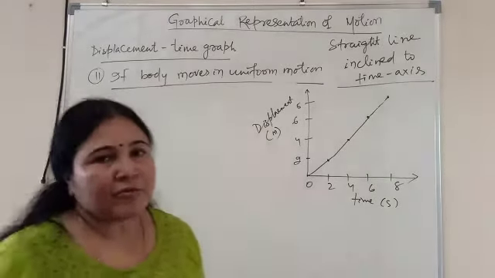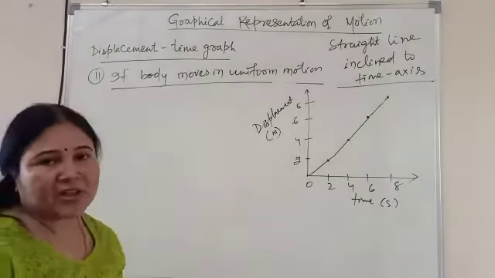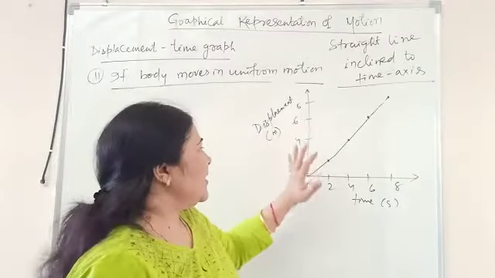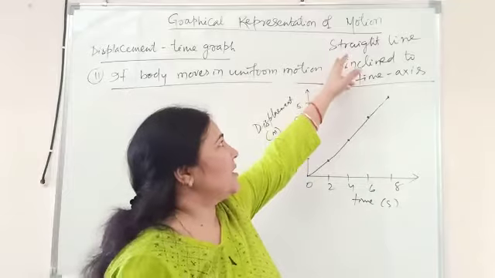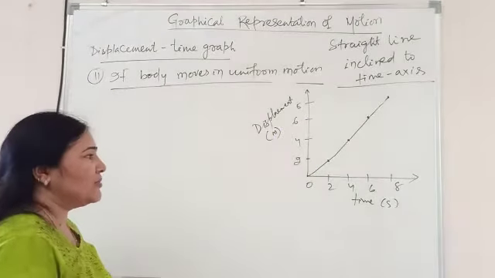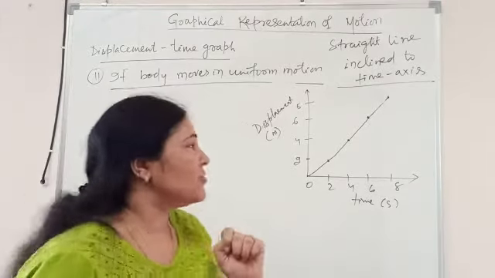So last video, while we were discussing this displacement time graph, the second condition, that means body in uniform motion, we have already discussed the characteristic of that graph. It will be a straight line inclined to the time axis. This is the characteristic of this graph.